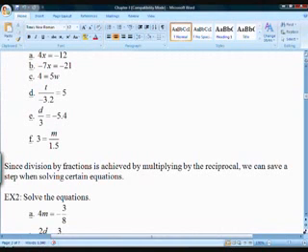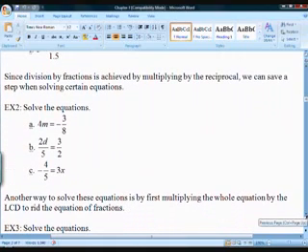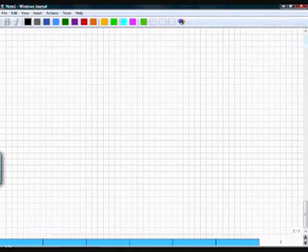Just a little extra information. It says, since division by fractions is achieved by multiplying by the reciprocal, we can save a step when solving certain equations. If you'll pay attention on this, it'll save you some time on your homework. 4m equals negative 3/8.